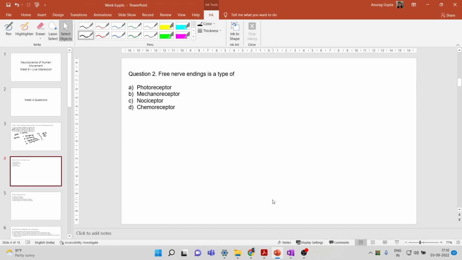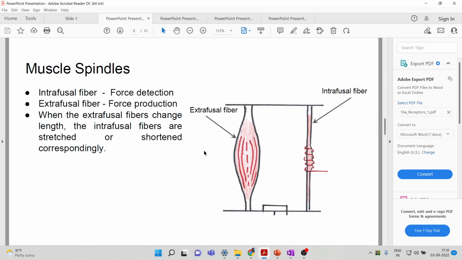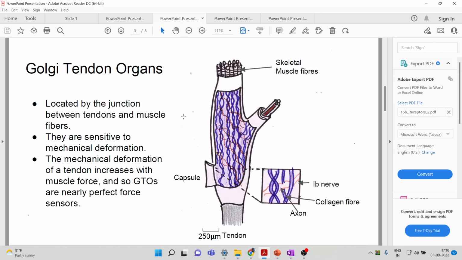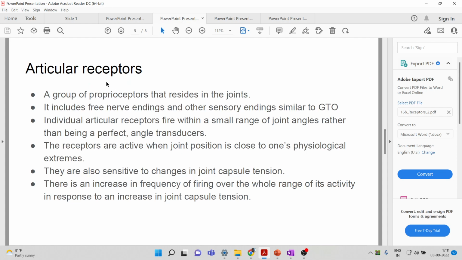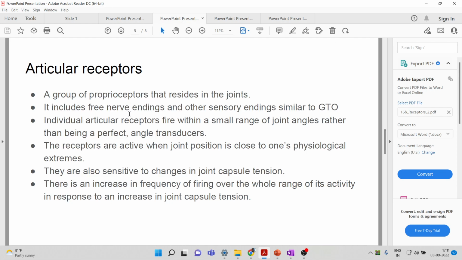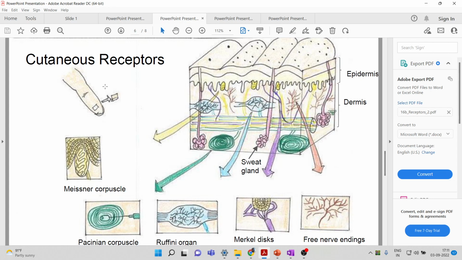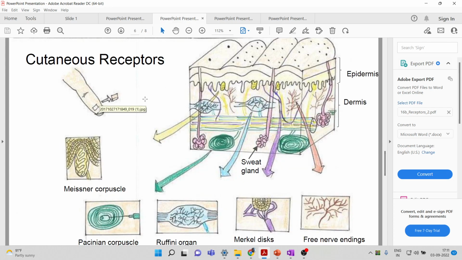Okay, so a better way to do this is, let us go and look at the slide. And so we have receptors part 2. Okay, so you can see here that there are various receptors. There are articular receptors which are in the joints, and then we have cutaneous receptors which are on the skin, and there are various types of these cutaneous receptors.